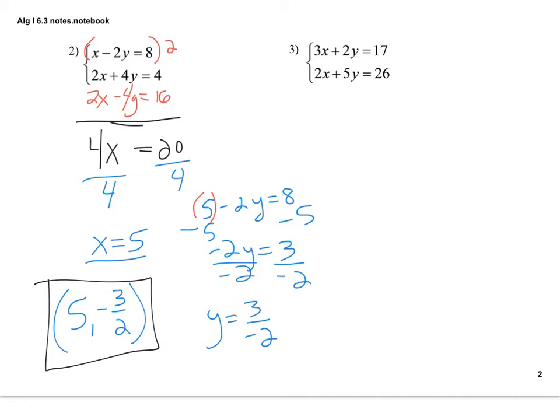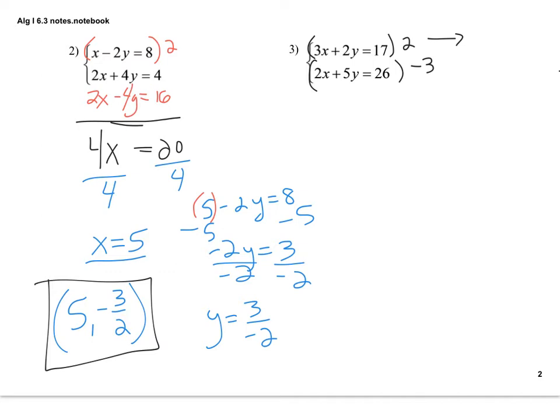Number 3, I'm going to have to multiply both equations by something in that one. So I'm going to multiply the first equation by 2, and the bottom equation I'm going to multiply by, let's choose, negative 3. And you guys will see what happens right over here. We're going to go this way with everything.